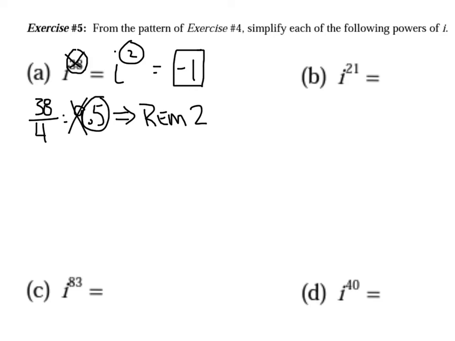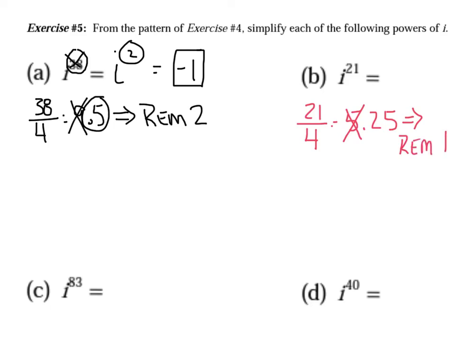Let's try another one. Part B, 21 divided by 4. The calculator says it's going to be 5.25. What do I want you to do? I want you to throw away the 5. We don't need it. The 0.25 implies that the remainder is a 1.